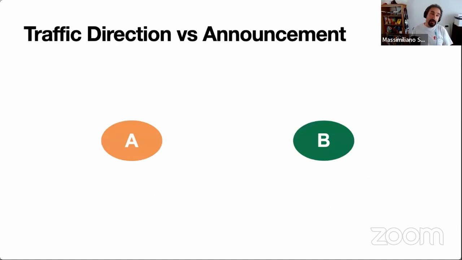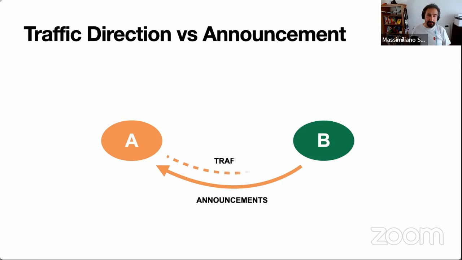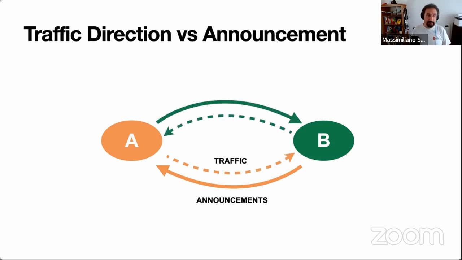So announcements go one way. Someone makes an announcement like I just said: come here for these IP addresses, and traffic goes the opposite way. So for both ways, I will always have to consider that traffic goes the opposite way as announcements go.